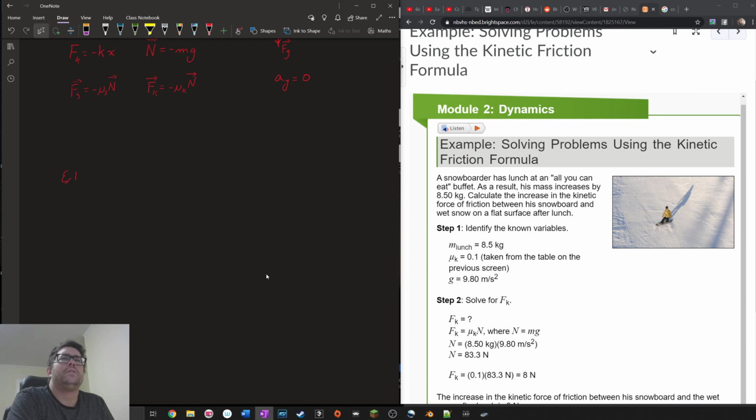Example 1. A snowboarder has lunch at an all-you-can-eat buffet. As a result, his mass increases by 8.5 kilograms. Calculate the increase in the kinetic force of friction, Fk, between his snowboard and wet snow on a flat surface.